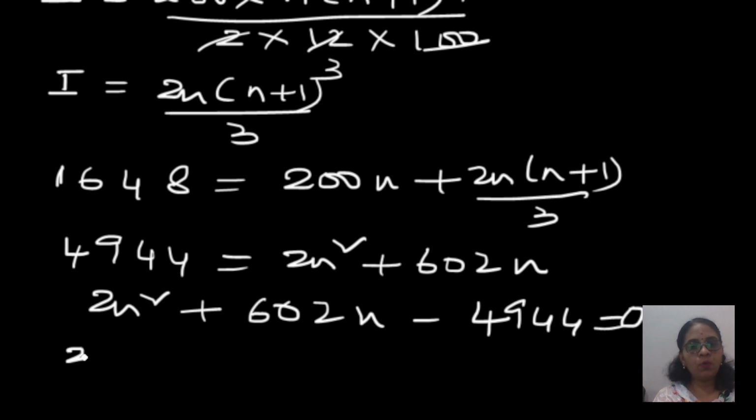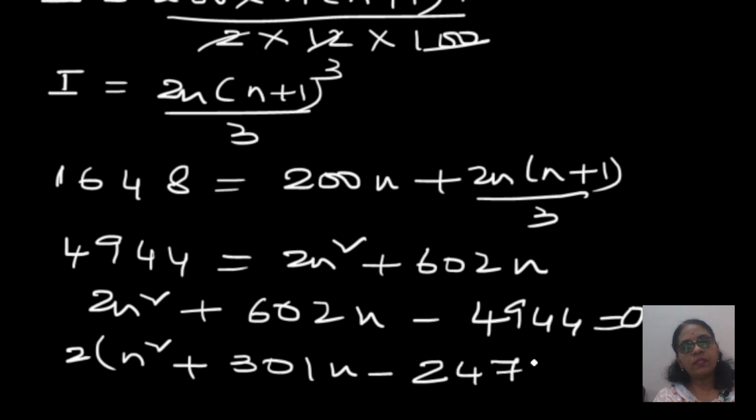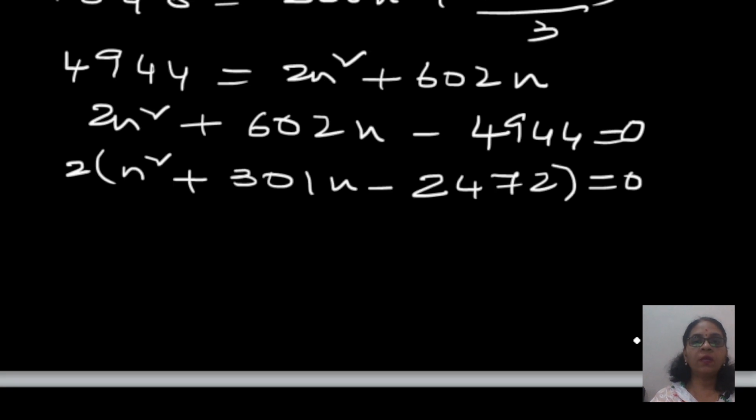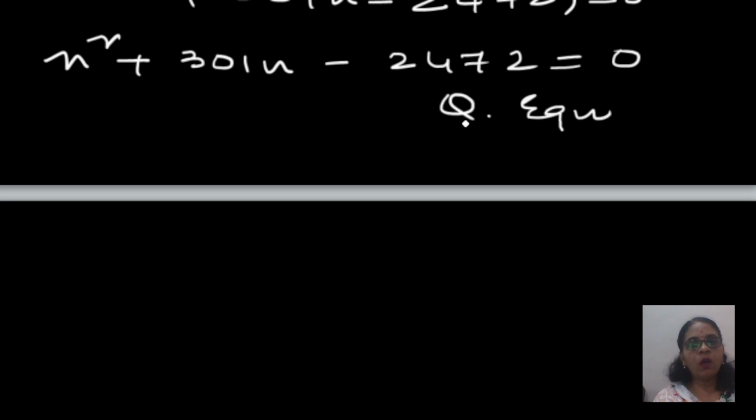Now we can take out 2 common. If you take out 2 common, it is n square plus 301n minus 2472 is equal to 0. Now 0 by 2 is 0, so your equation now becomes n square plus 301n minus 2472. Children, this is a degree 2 equation in one variable and it is called a quadratic equation. If you do not know how to solve a quadratic equation, no worries at all.